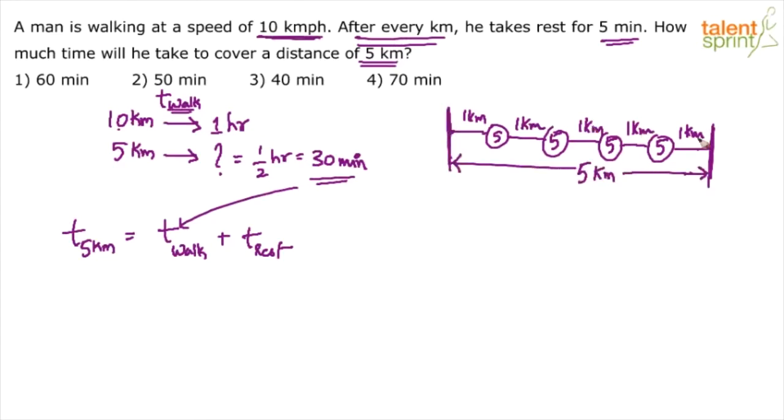5, 1, 1, 1, 1 and 1, right? 5 ones is 5 kilometers. He has covered 5 kilometers. And for how many minutes did he take rest? 5 minutes plus 5 minutes plus 5 minutes plus 5 minutes. How much is the total here? 20 minutes only. See, we need not include the other 5 minutes here.